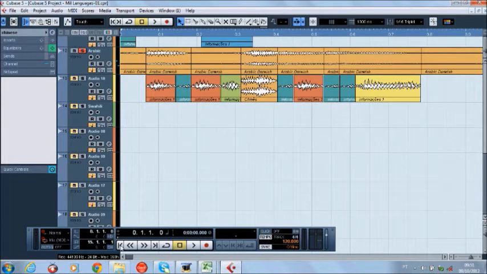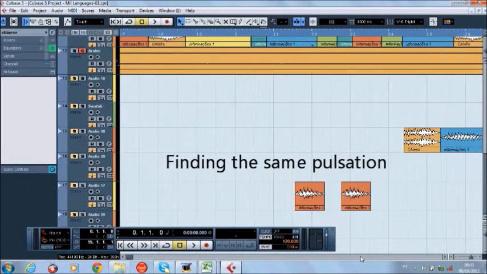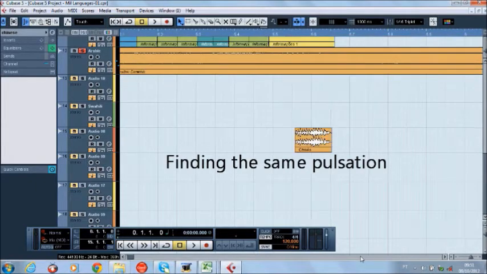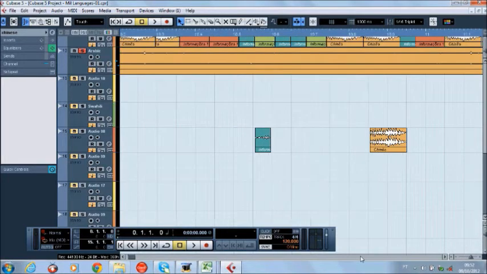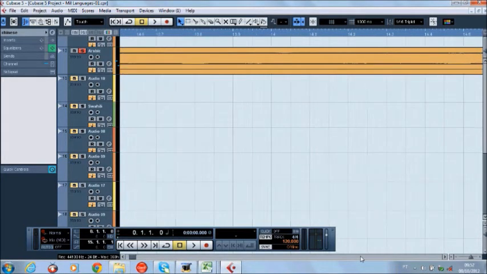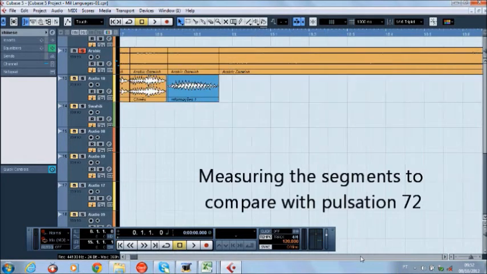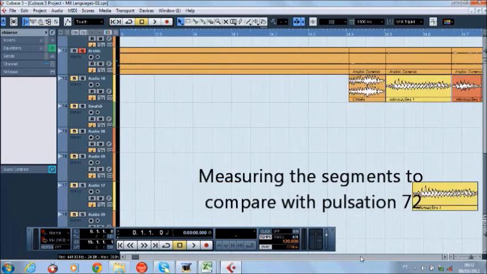So what do we see with Arabic? This one plus this one makes this one. This one is just perfect. And we're going further. I'll let you see. Of course, the Arabic is following this pulsation too. So what are we going to do now? We're going to measure the segments and to see if it is combining with the pulsation 72.